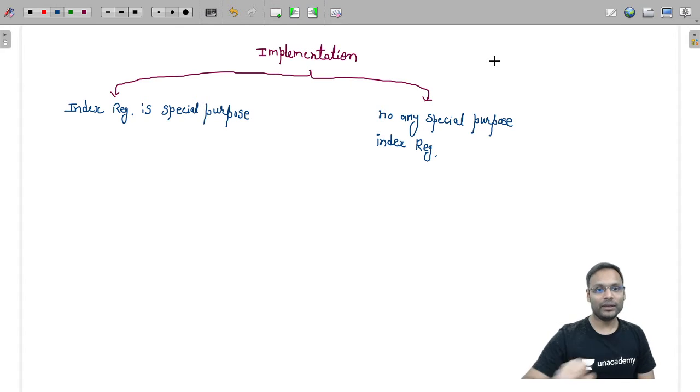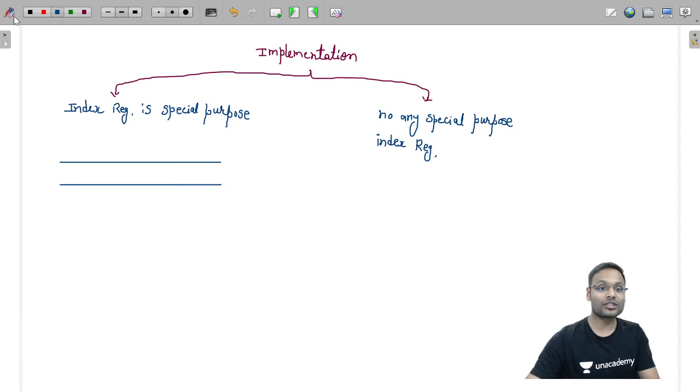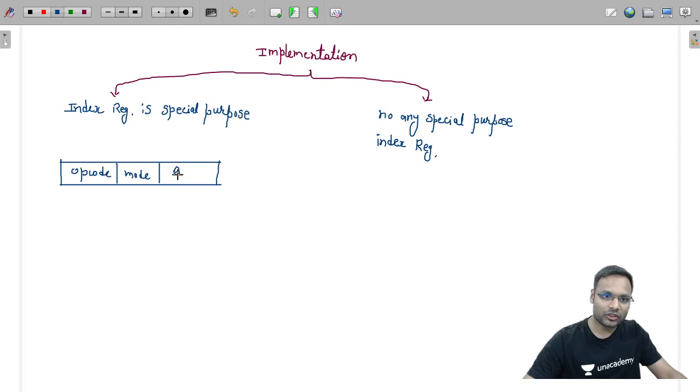The same happens here as well. What is the problem? The problem is this: if we have a special purpose index register, then we don't have to mention which register will hold the index value. The index register will be implicitly accessed. So in the instruction we will have only the opcode, mode and address.